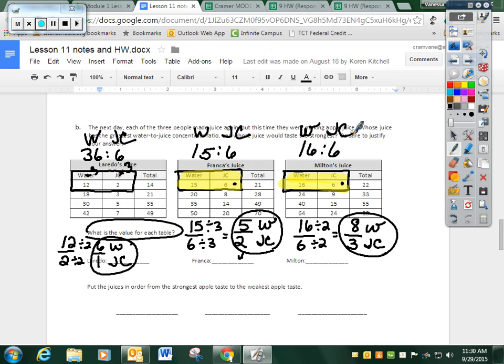So when this question is asking me to put them in order from the strongest apple taste to the weakest, the strongest is going to be the one with the lowest amount of water, and that's going to be Franca's. She only has 15 cups for every 6 cups of juice concentrate. The next one will be Mr. Milton, and finally it will be Laredo. That was kind of fun.